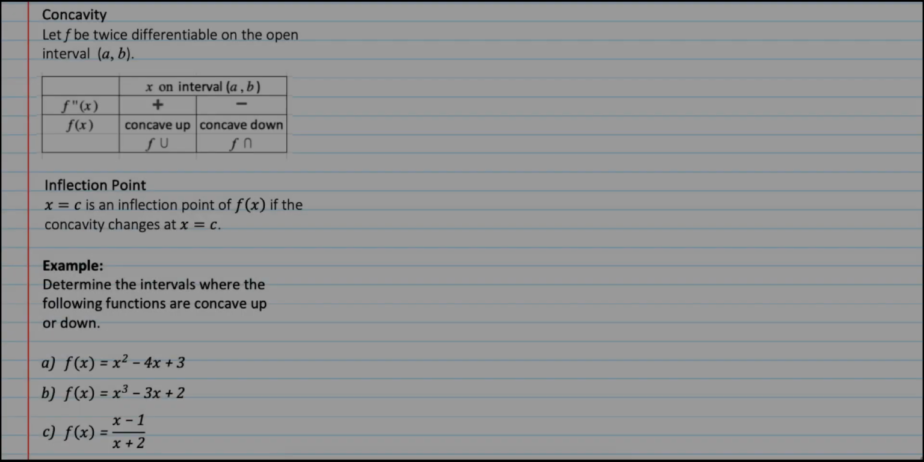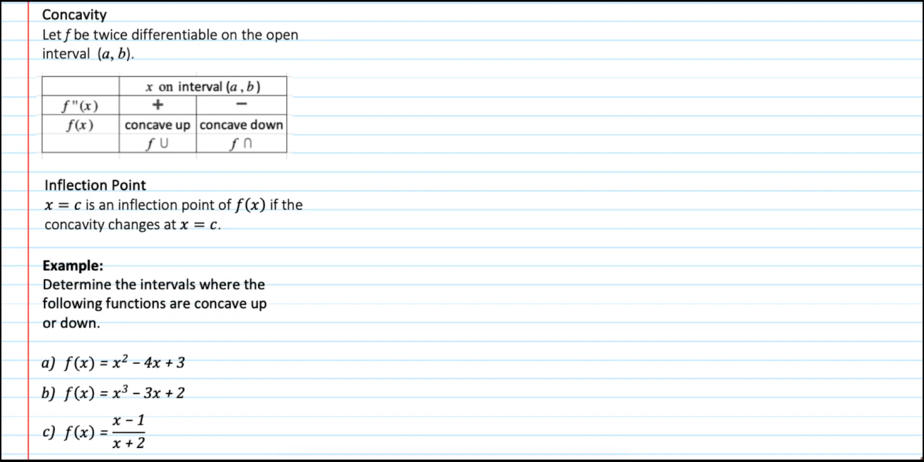Example C. f(x) is equal to (x minus 1) over (x plus 2). This is a rational function. Find the first derivative. One is u, one is v. We use the quotient rule. So f prime of x is equal to (v u prime minus u v prime) over v squared.